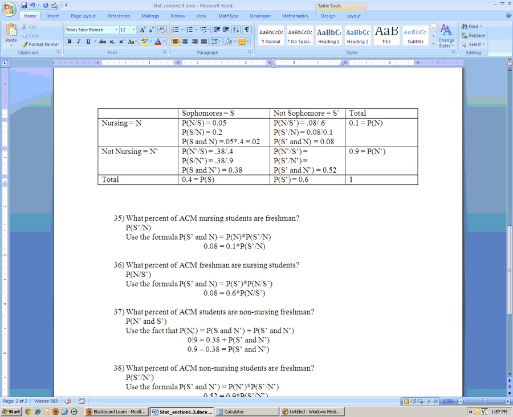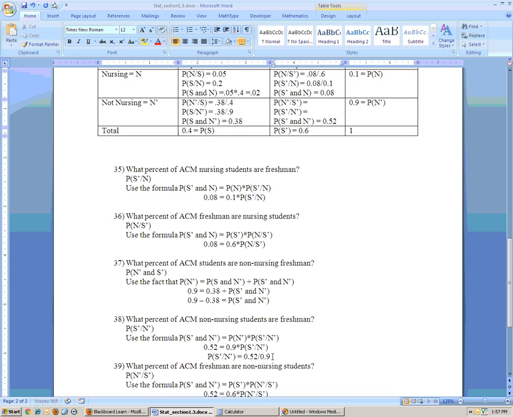So there were a couple of ways of doing that. I mean, we could have even done it this way going down here. Look, the probability that somebody is not a sophomore is 60%. So we already know this. The probability of not a sophomore in not nursing would then be 0.6 minus 0.08. So either way, you'll get the same thing.